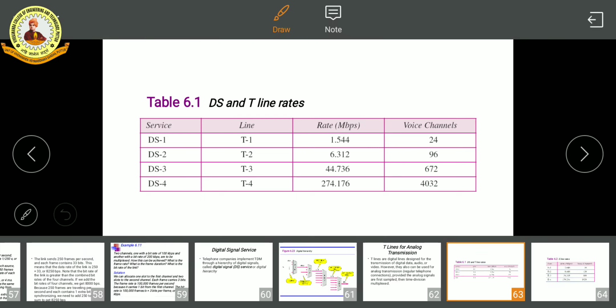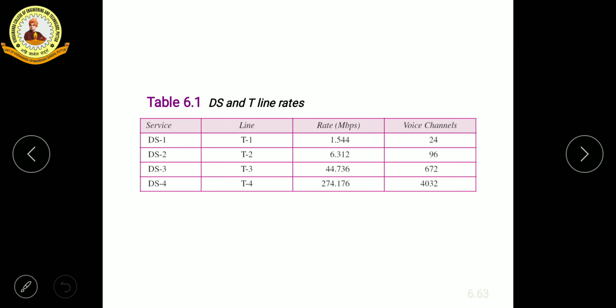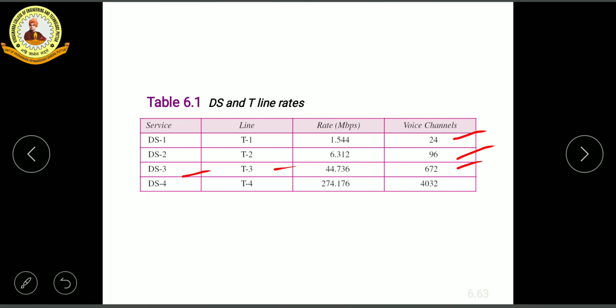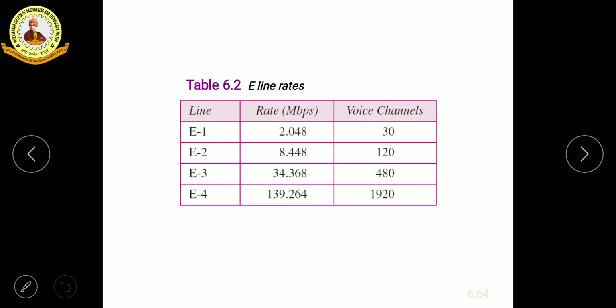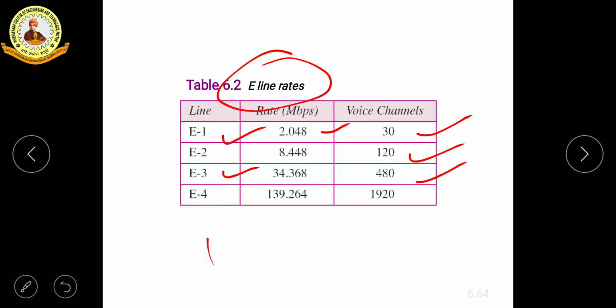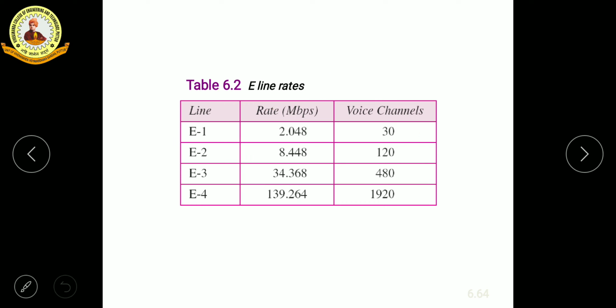So here is the hierarchy of DS and T line rates. DS1 is equivalent to T1, which is 1.544 mbps. It has 24 voice channels. Then DS2 is T2, 96 voice channels. DS3, T3, 672. DS4, T4, 4032 voice channels. Coming to E lines, this is the European standard. E1 is 2.048 mbps, with 30 voice channels, and the hierarchy goes on. E2, 8.448 mbps, 120 voice channels. E3, 480 voice channels. E4, 1920 voice channels. That is the meaning of E lines and T lines.